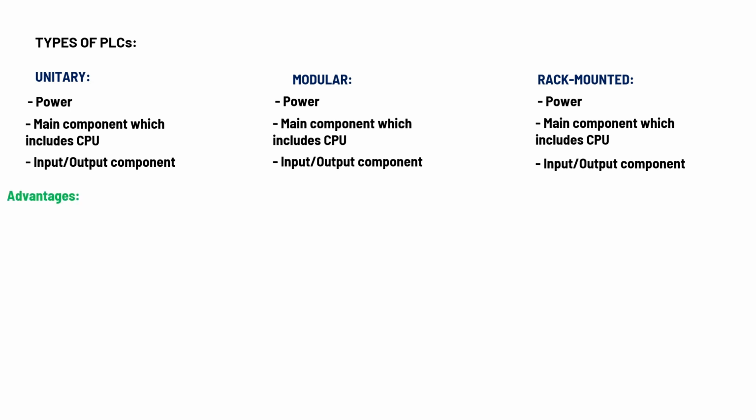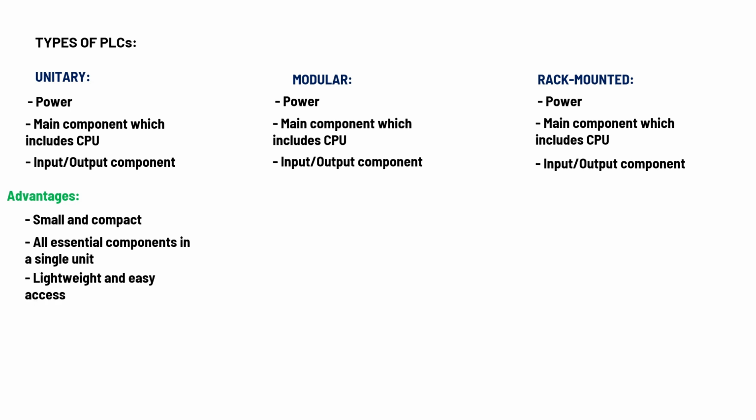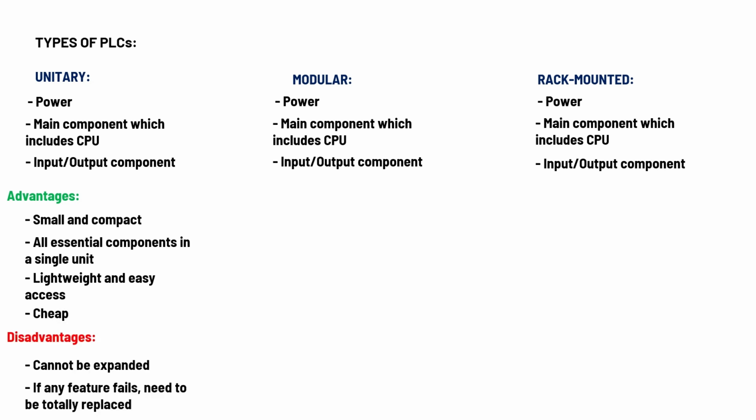First, the advantages of the unitary type of PLCs are they are small and compact, all essential components are in one single unit, they are lightweight and easy to access, and they are also cheap. Disadvantages of the unitary type of PLC is that they cannot be expanded, and if any feature fails, they need to be totally replaced.